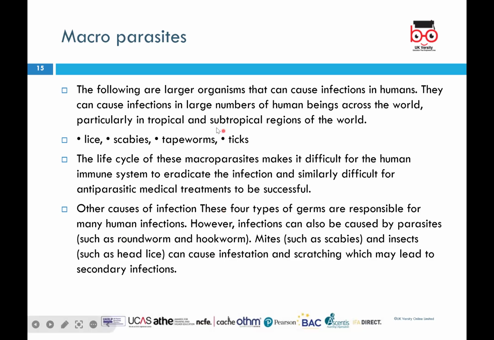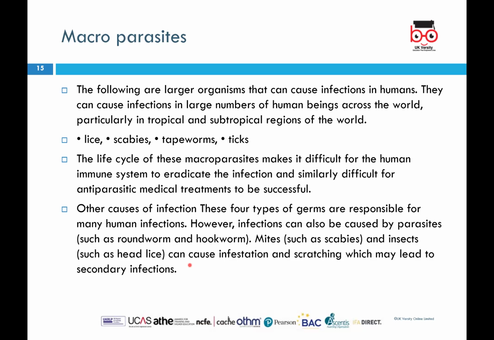But apart from tapeworms, there are other types of worms also, such as roundworm and hookworm. They are different organisms that cause different infections. There are mites, such as scabies, and insects like head lice. These can cause infestation and scratching that may lead to secondary infection. This is a problem, as, for instance, some viral infections may have a superimposed bacterial infection. You have a viral infection that has not been controlled properly, then your immune system goes low, and then bacteria attack you. These are known as opportunistic organisms.